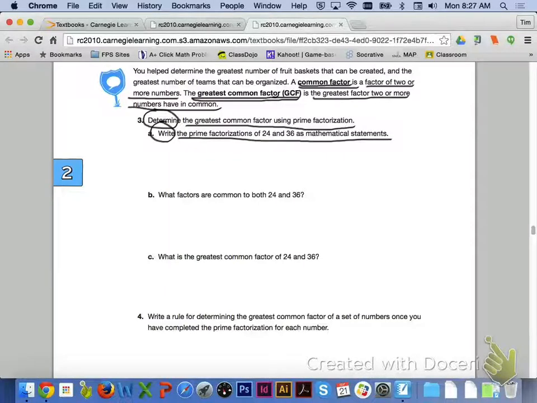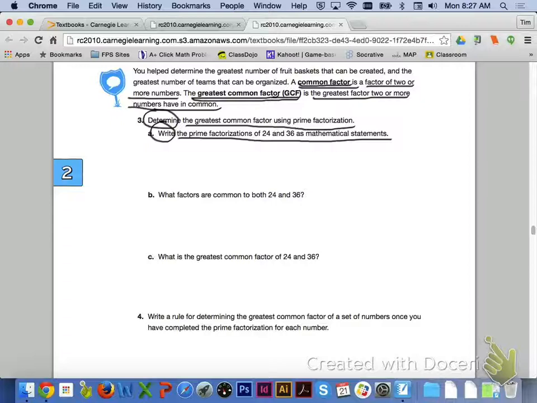Let's turn to the top of page 72. It says, you helped determine the greatest number of fruit baskets that can be created and the greatest number of teams that can be organized. A common factor is a factor of 2 or more numbers. The greatest common factor, or GCF, is the greatest factor 2 or more numbers have in common.